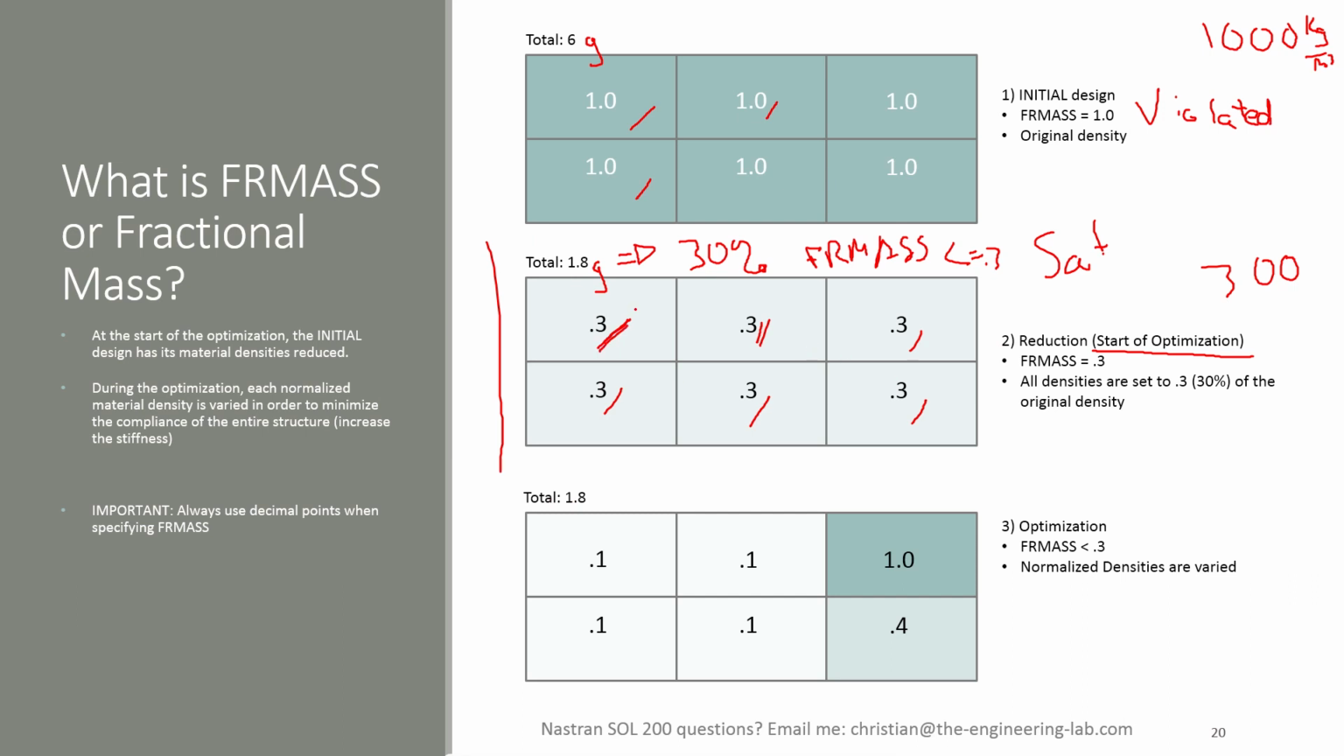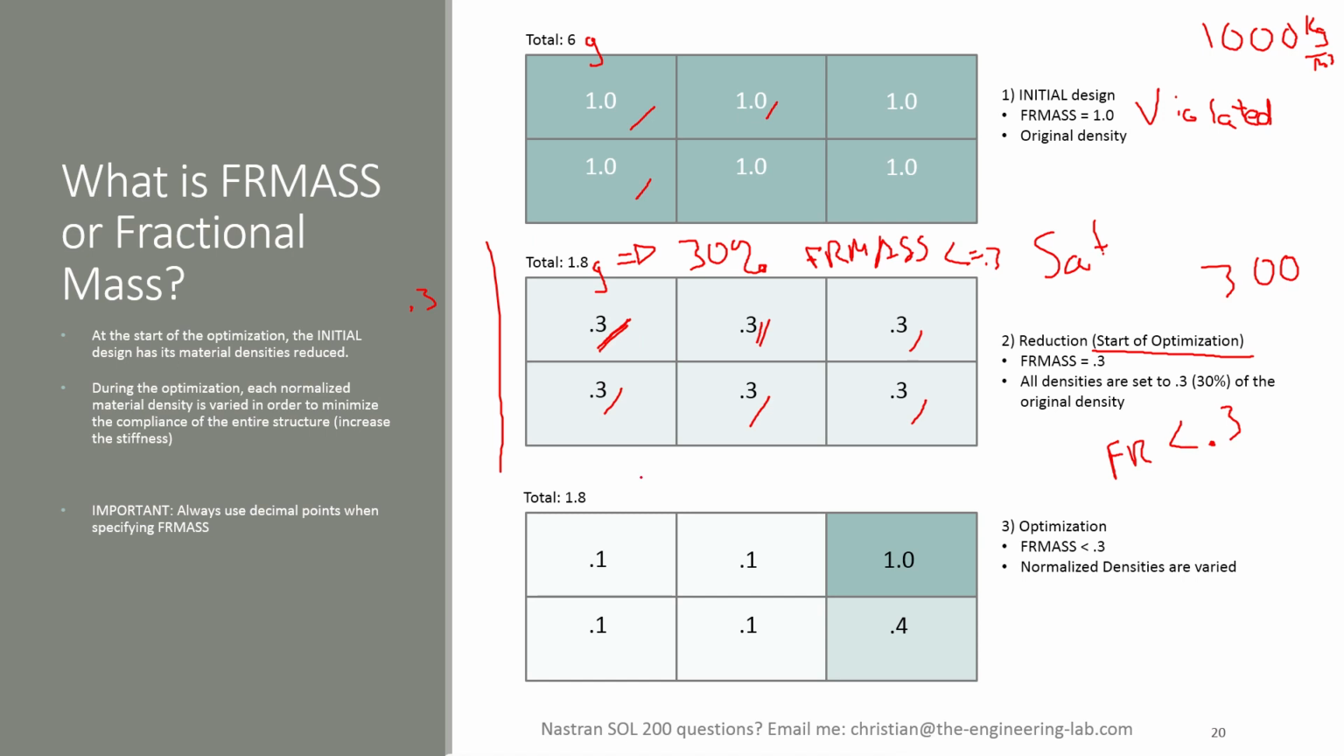So now fractional mass. Fractional mass is just a number that represents how much material was kept. So here in this case, the fractional mass is 0.3, so 30% of the material was kept. If we are saying that the FR mass is always less than 0.3, this is saying that any design that's proposed at the end of this topology optimization should be less than 0.3, or rather, we should always have less than 30% of the material.